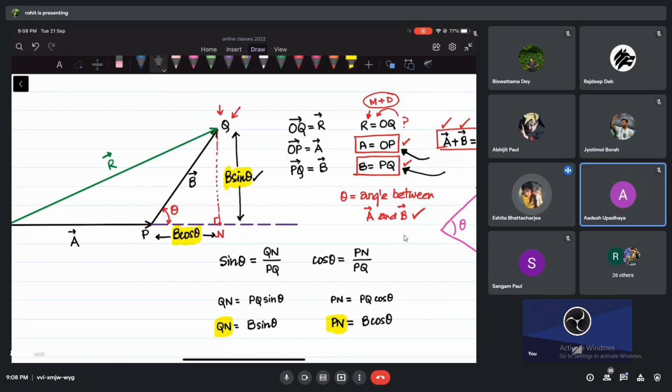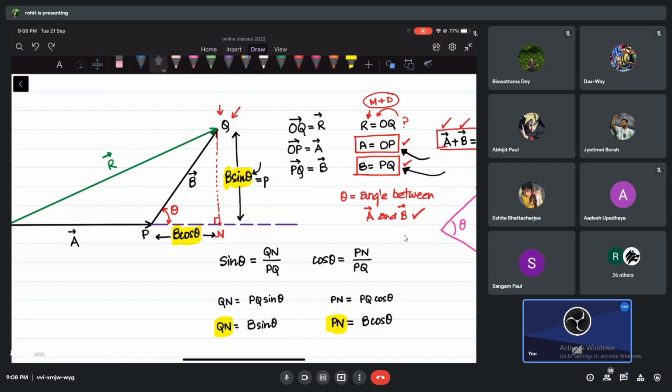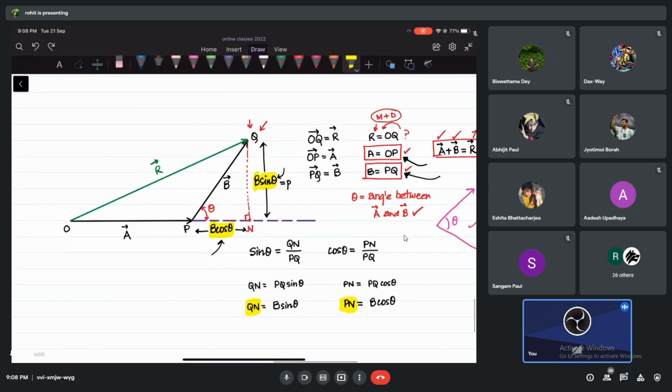Is this perpendicular or base? Perpendicular. Perpendicular is hypotenuse times sine theta. And this whole length is the base, and base is hypotenuse times cos theta. That is what I've written from all these things I've done here. I have a note on this, I've given you. Don't worry, things are very simple actually.